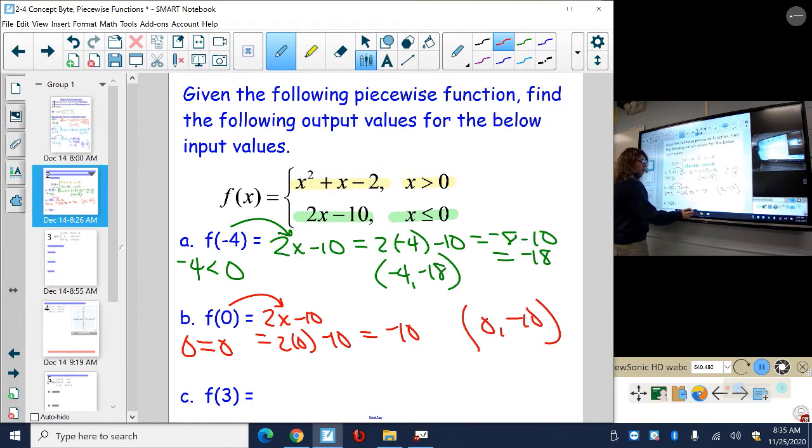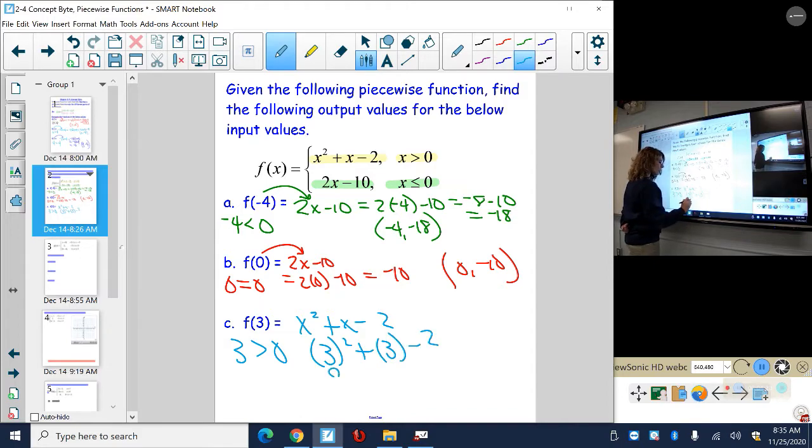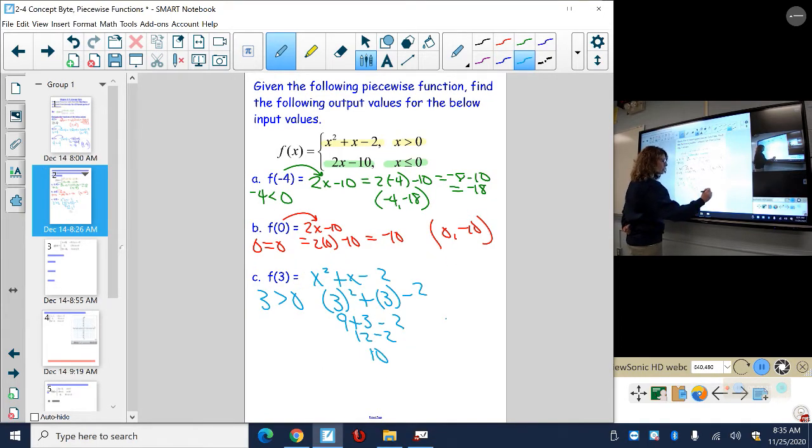And my last one is going to be 3. What is 3 compared to 0? It is greater than it. So I'm going to be utilizing the top part of the function this time. And I'm going to go ahead and I'm going to put a 3 in parentheses. So that's 9 plus 3 minus 2. So that's 12 minus 2, which is going to be 10. So give me the ordered pair 3, 10.